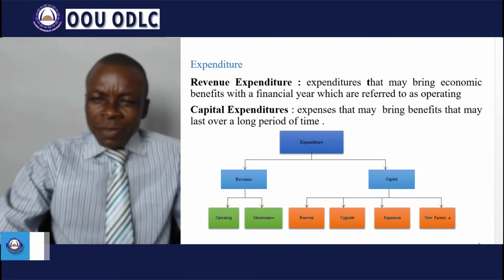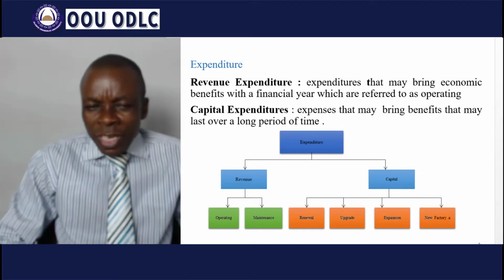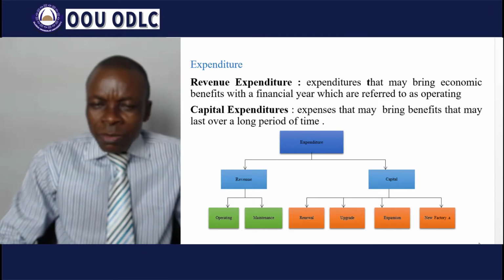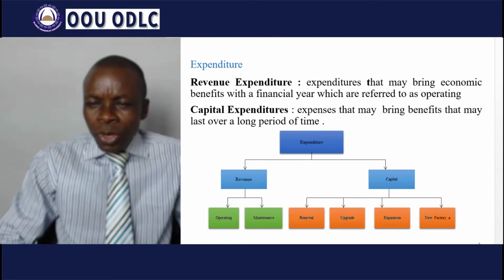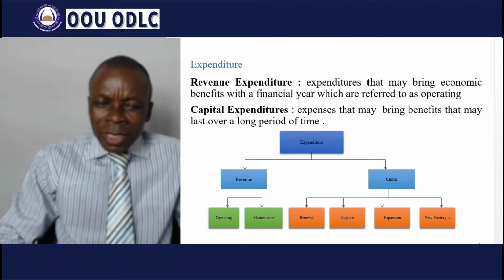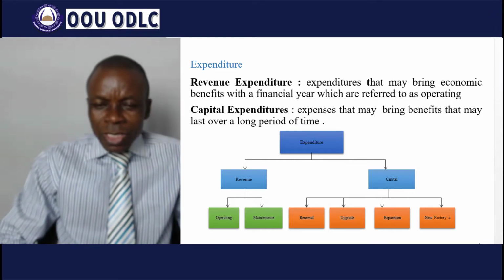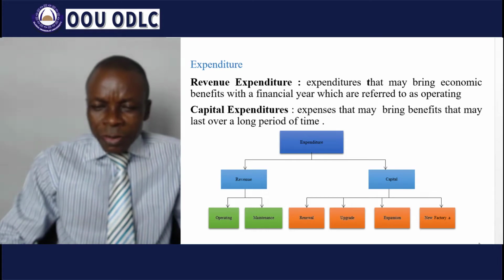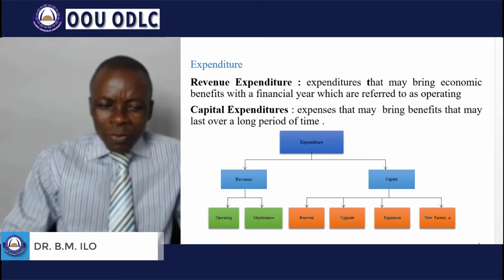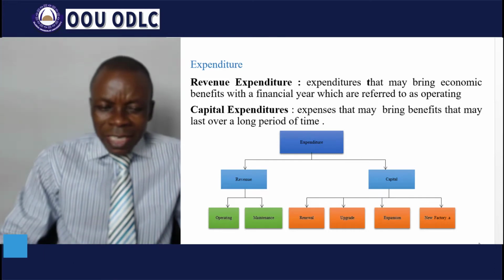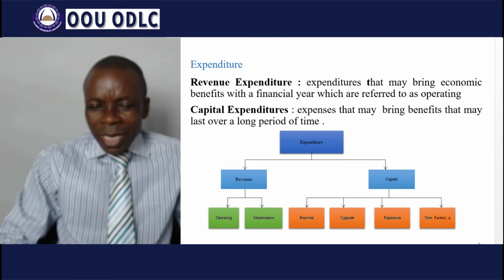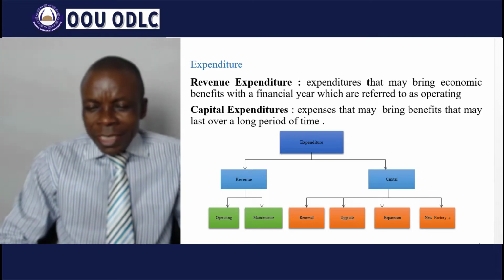So in summary, expenditure whose economic benefit you can consume within a year will be referred to as revenue expenditure. But where the benefit will accrue to the organization for a reasonably long length of time, then you classify such expenditure as capital. On the chart there, you see expenditure classified broadly into two, revenue and capital. Under revenue expenditure, you have what we call operating and maintenance expenditure. Then under capital, you have renewal, upgrade, expansion, and construction of a new factory.